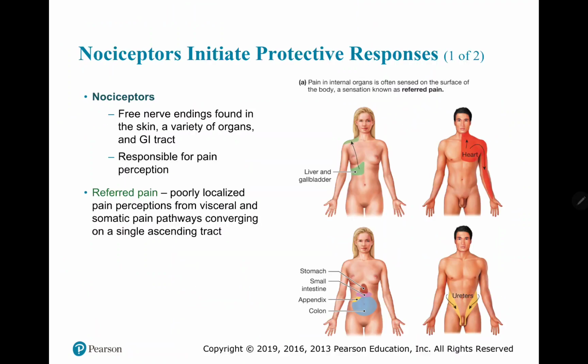And another thing, nociceptors. Nociceptors are free nerve endings found in the skin, a variety of organs, and the GI tract. They're responsible for pain perception. For example, if you have pain in a certain area, or a localized area, that's referred to as referred pain. And that was the quiz review for week 4.